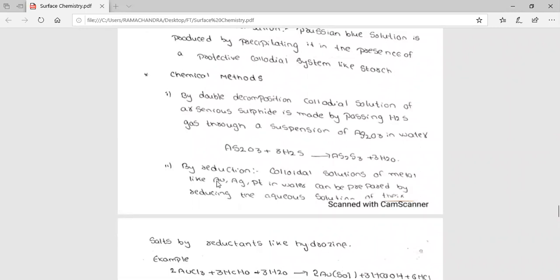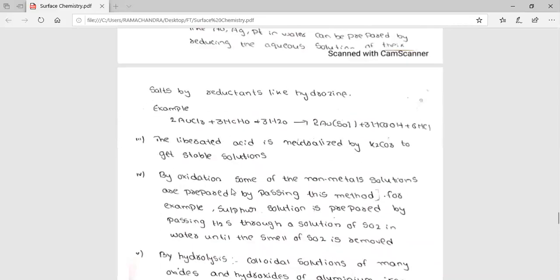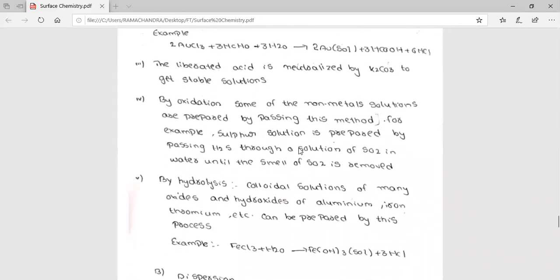Next, by reduction. A colloidal solution of a metal, such as gold, silver or platinum in water, can be prepared by reducing the aqueous solution of their salts with reductants like hydrogen. So with gold chloride, we use formaldehyde and water, and we get the colloids. The liberated acid is neutralized by potassium carbonate, as we discussed earlier.